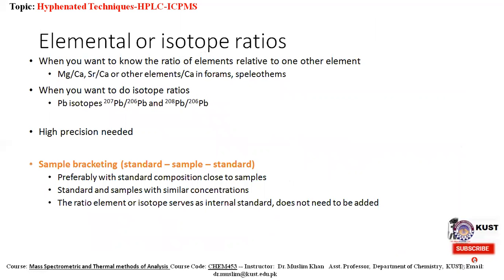So elements and isotopic ratio. When you want to know the ratio of an element relative to another element, magnesium, calcium, strontium, calcium, other elements and forms. So when you want to do isotopic ratio, lead isotopes of 207/206, lead 208/206.